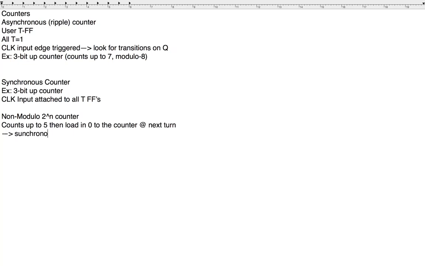So what we're going to use for this is a synchronous counter with parallel loading. That's what you use a lot of times because you can load in the values when to reset it. That's why.